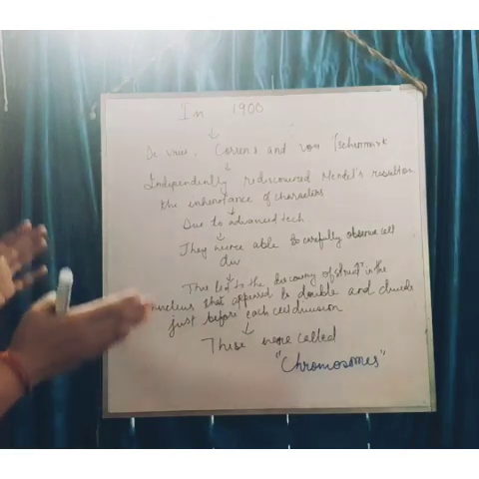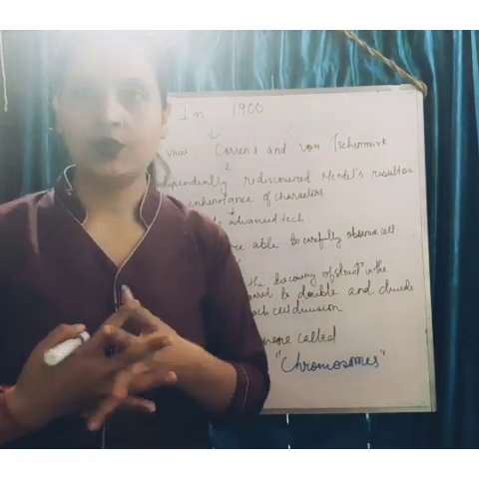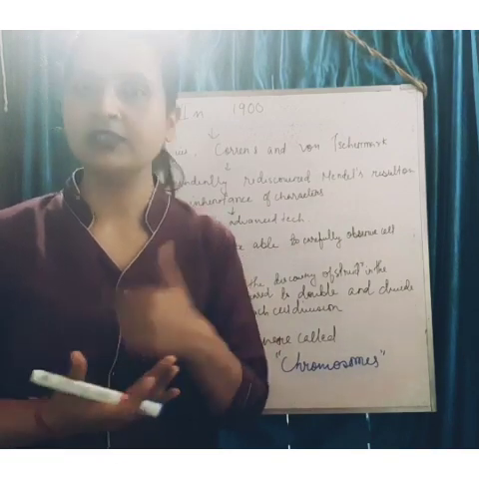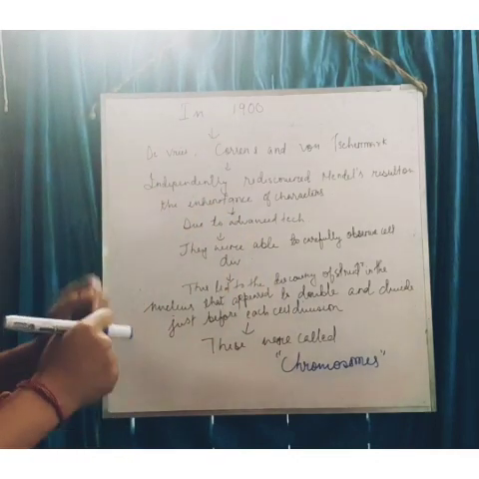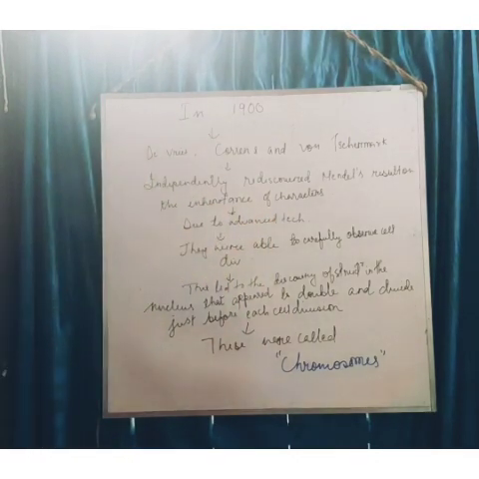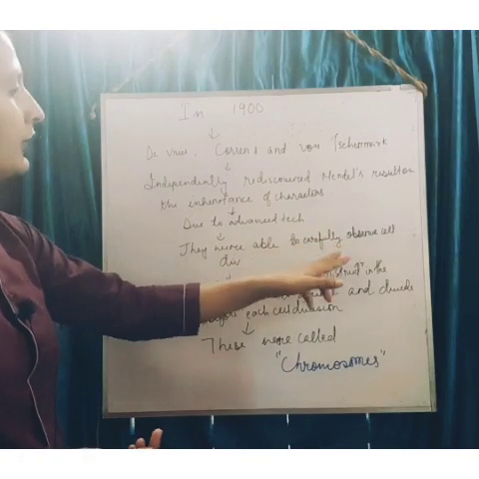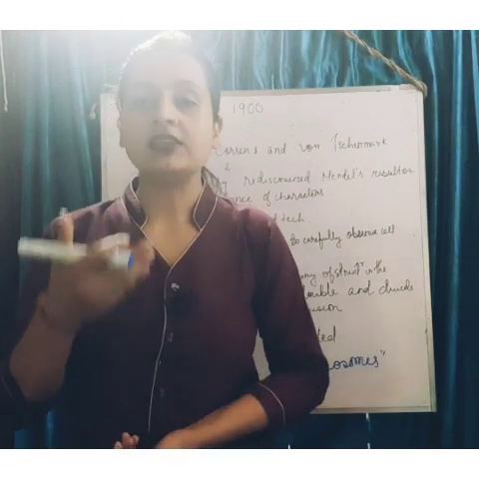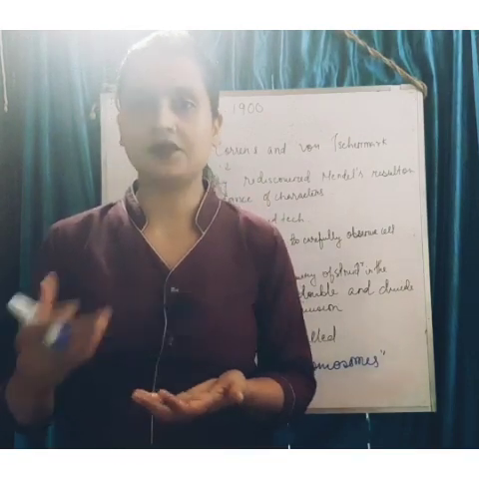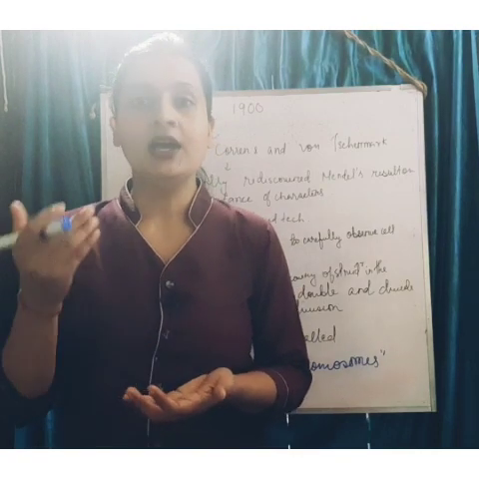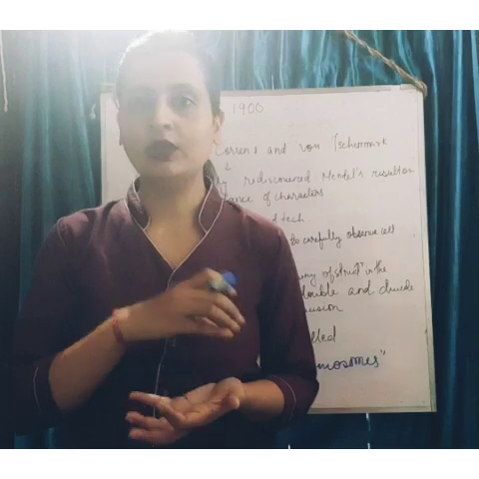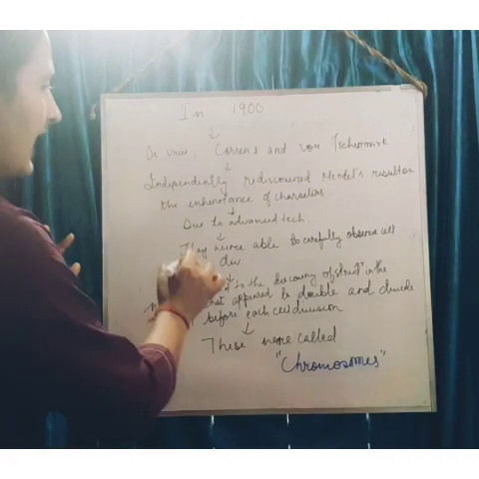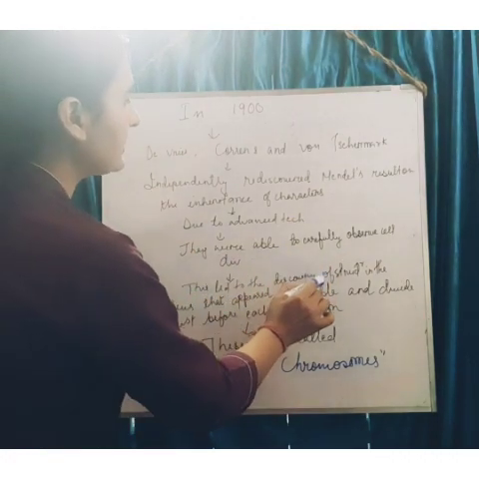Then by 1900 the technology started developing, so advancement came in technology. Because of this advancement, they were able to carefully observe cell division. Because of the microscope, the advanced technology, they were able to observe how a cell divides. I have shared one video with you, do watch it if you have not watched yet, and there you will know how a cell divides.